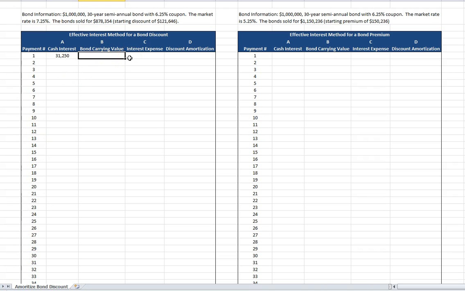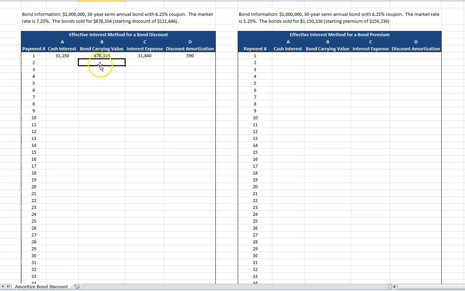The bond's carrying value is the present value of all its future cash flows, or the number given in the problem right here. I solved this using a calculator. You're not going to have to solve for the number. I'm going to provide that to you. The main point here is to learn how Excel works. The interest expense is going to be equal to the bond's carrying value times the market rate divided by 2. The discount amortization then equal to the interest expense minus the cash interest.